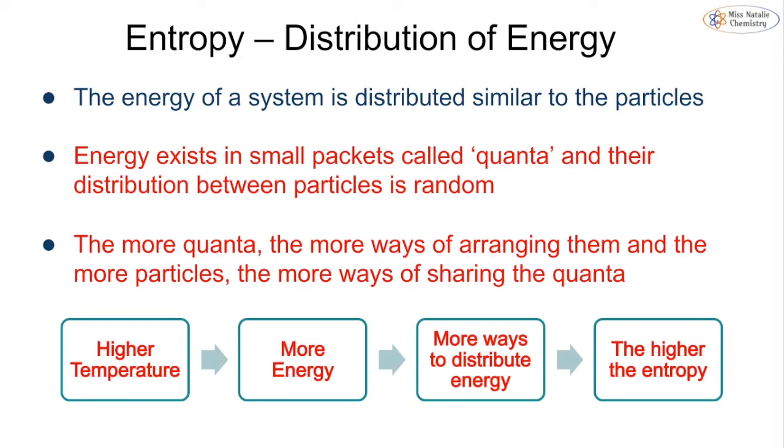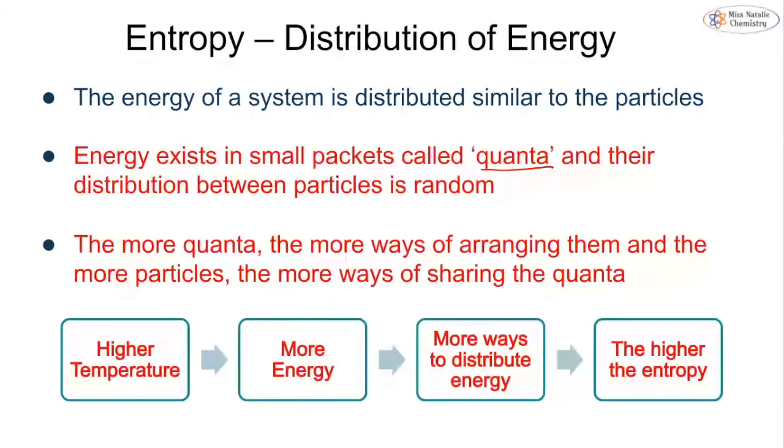Now, when we're looking at distribution of energy, the second part of entropy, this is similar to the distribution of particles. The energy exists in small packets called quanta, and their distribution between the particles is completely random. The more quanta there are, the more ways there are of arranging them, and the more particles, the more ways there are of sharing the quanta. So it all links in together. The more particles and the more energy we have, the more we can distribute these.